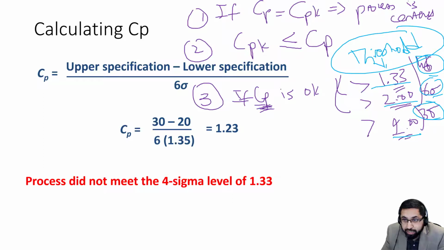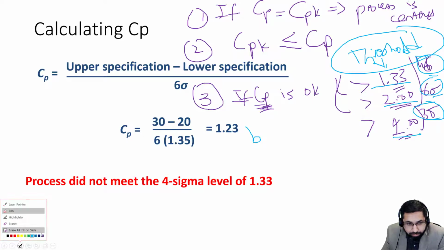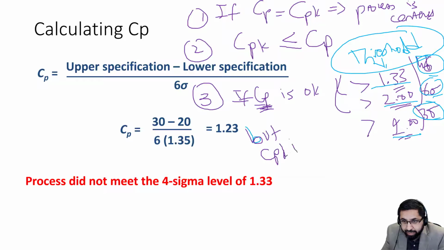So if CP is okay, meaning it exceeds the threshold, but CPK is not okay, what does that mean?